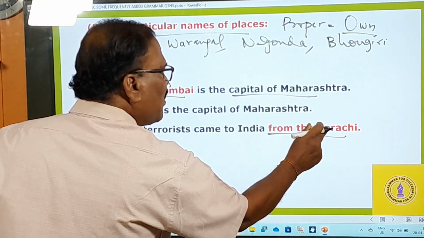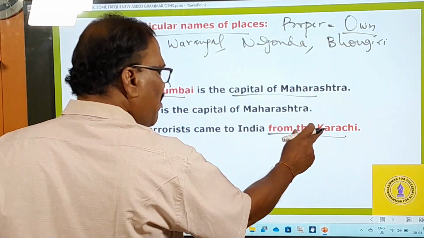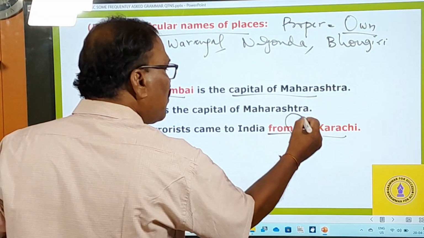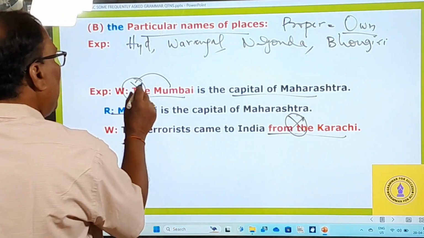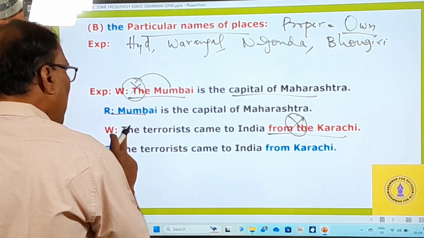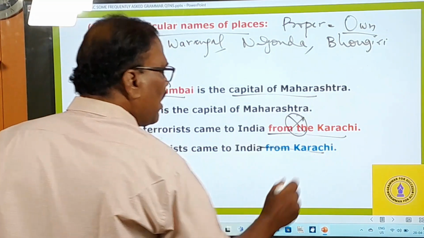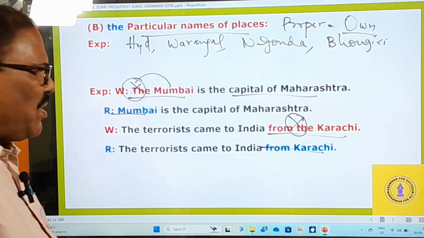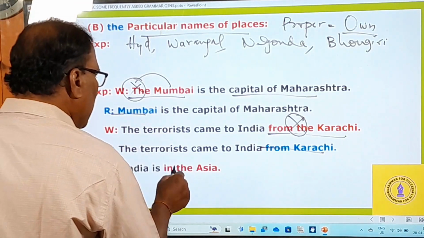Karachi is the name of a particular place. It's the name of a particular place. That's why before that we should not use any article. So what should we say? The terrorists came to India from Karachi. That itself is enough. And here India is in the Asia.